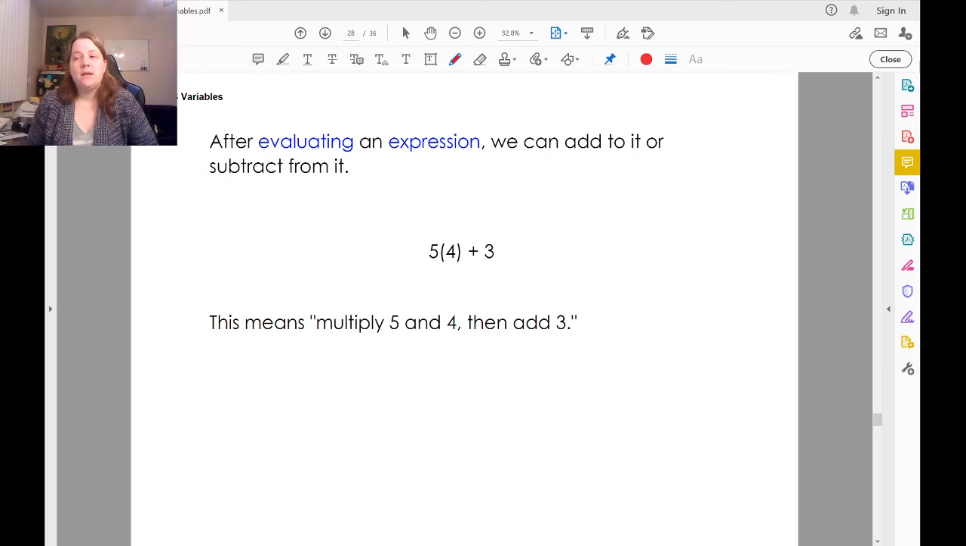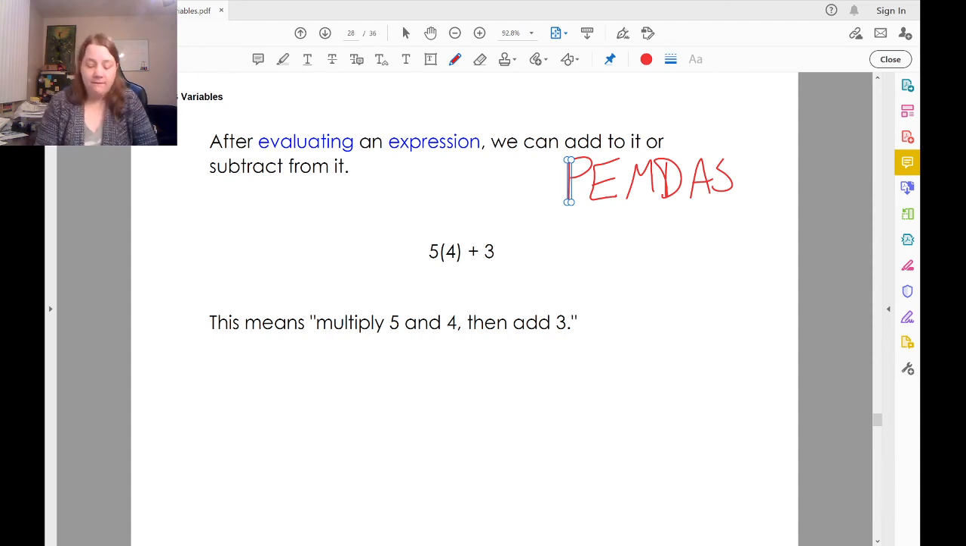After evaluating an expression, then we add to it or subtract from it. So, when we have 5 times 4 plus 3, it means multiply 5 and 4, then add 3. This actually brings up something very important, which is the word PEMDAS. You might know it as please excuse my dear Aunt Sally. This is going to be something that we talk about later on, but I just like the word PEMDAS. It's 2 syllables, that's all I have to remember. Anyways, 5 times 4 is 20 plus 3 is 23.